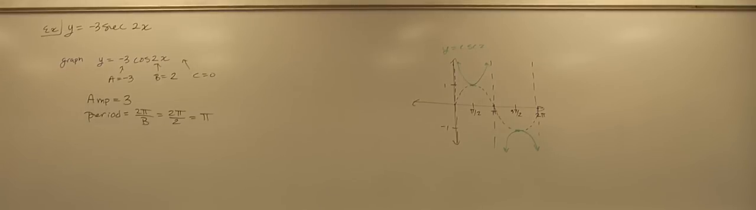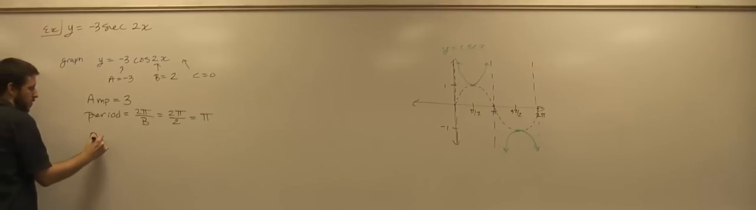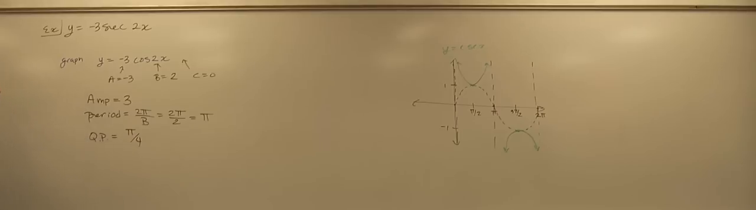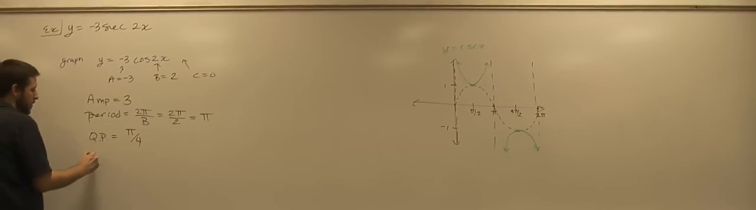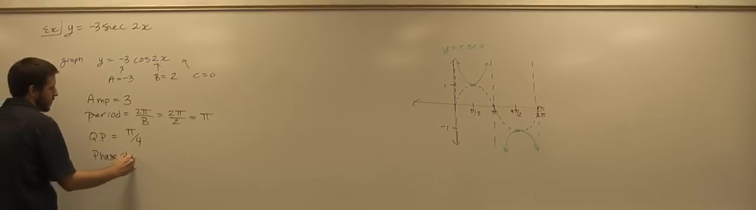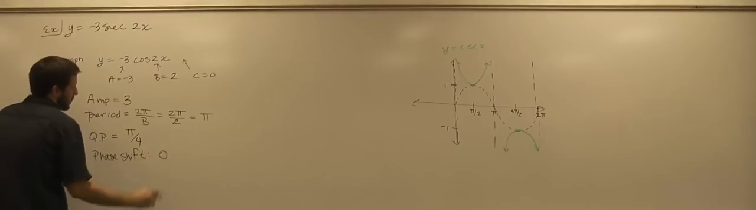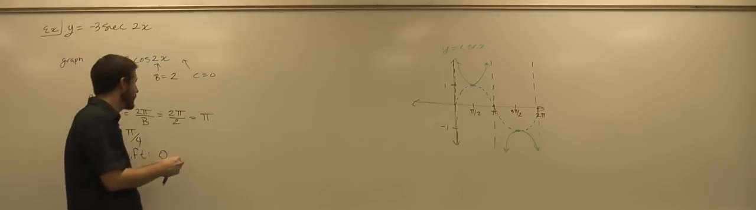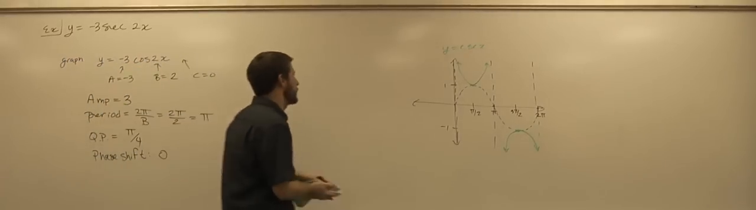What else do I care about when I graph cosine? Quarter period, definitely. So quarter period will be pi divided by 4. You just take your period and divide it by 4. And then usually I would calculate a phase shift, but because C is 0, my phase shift is 0. So now I can use all this to get a decent graph of cosine.